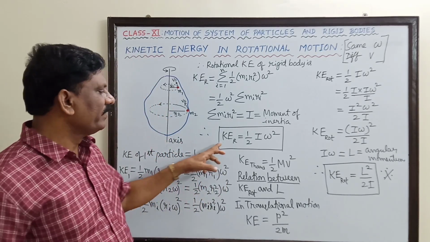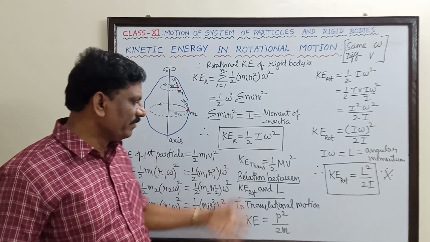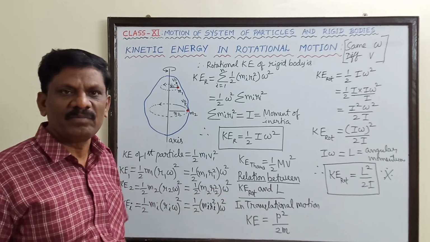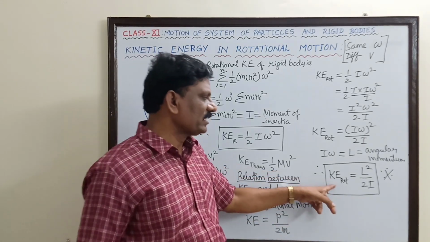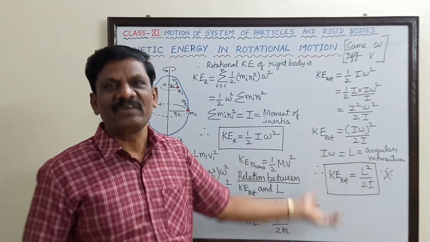So finally we have derived the kinetic energy of rotation is equal to half I omega square. Then we have derived the relationship between kinetic energy of rotation and angular momentum, that is given by rotational kinetic energy is equal to L square by 2I. I hope you must have understood well. Fine.